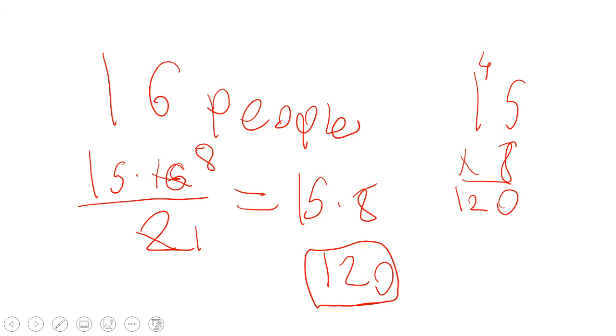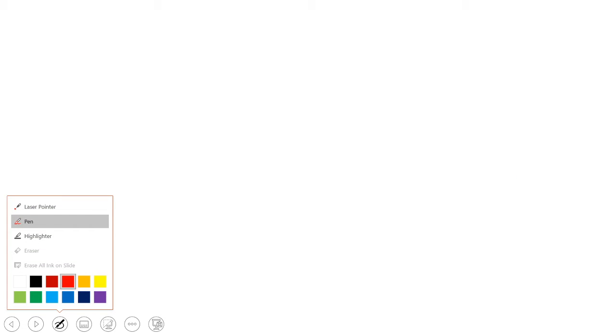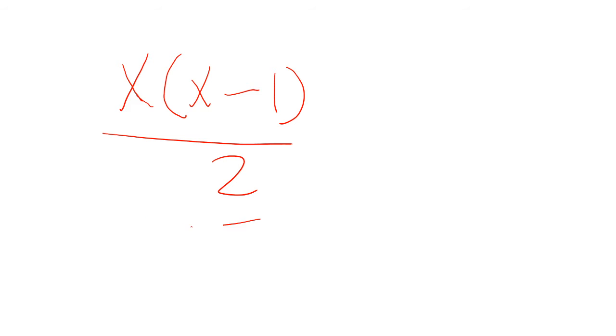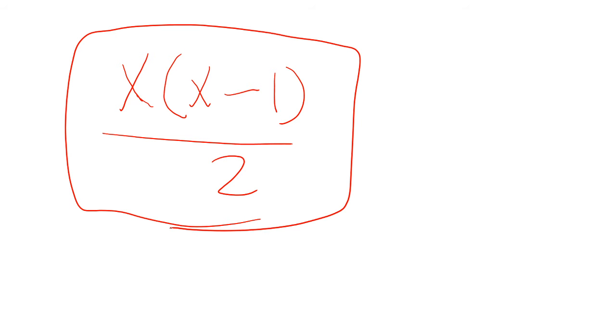If we had 5 people shaking hands with one another, we do 4 multiplied by 5. 5 times 4 is 20. 20 divided by 2 is 10. So the answer is just 10. So a formula for this would be x being the number of people, x multiplied by x minus 1, divided by 2. That's our pair formula.